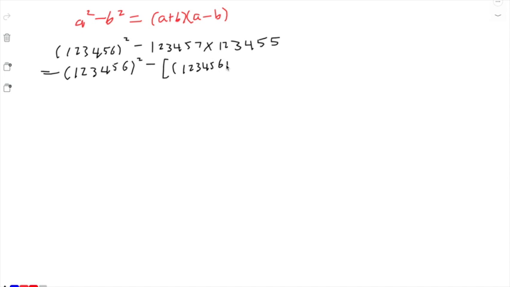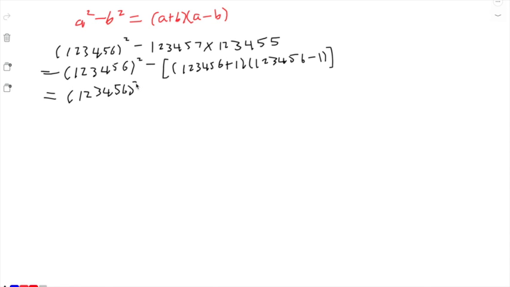(123,456 plus 1)(123,456 minus 1). Now, from the difference of perfect squares relationship, we already know what this answer is going to be: 123,456 squared minus negative 1 squared. But we'll just prove it to you by expanding it.